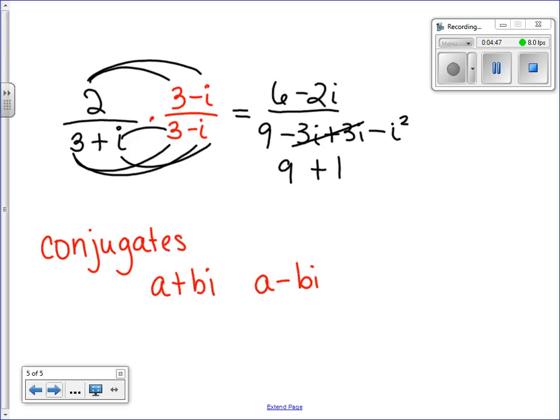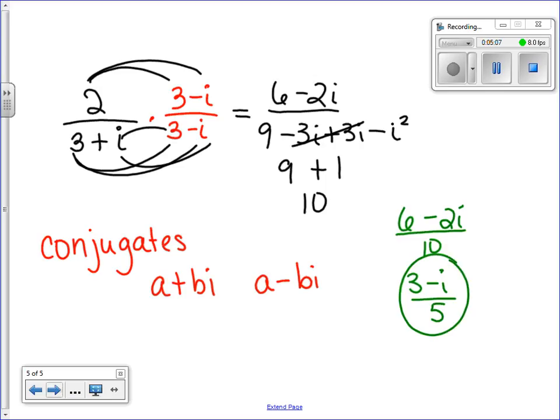And this becomes a positive 1. Why does it become a positive 1? Because i squared. Exactly. Minus a -1. 10. So I get 6 minus 2i over 10, or 3 minus i over 5.